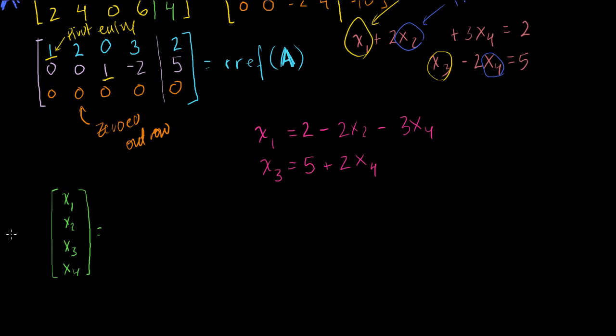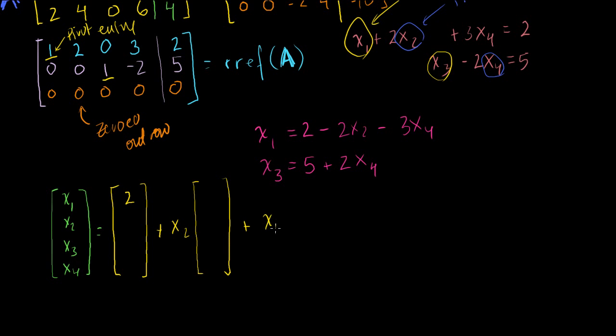What is it equal to? Well, it's equal to, let me write it like this. I'm just essentially rewriting this solution set in vector form. So x1 is equal to 2, let me write a column there, plus x2 times something, plus x4 times something.